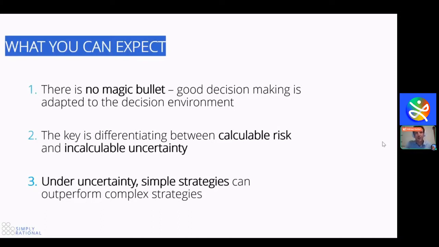So a lot of research over the last 30 years, and Simply Rational is a spin-off of the Max Planck Institute for Human Development. In our research group, we investigated decision making in the real world when you cannot always necessarily know all of the alternatives, know all of the probabilities, and attach probabilities to the consequences of your decisions. This is what we call uncertainty. And under these situations, it turns out that simple strategies can actually outperform even the most complex machine learning and AI methods.